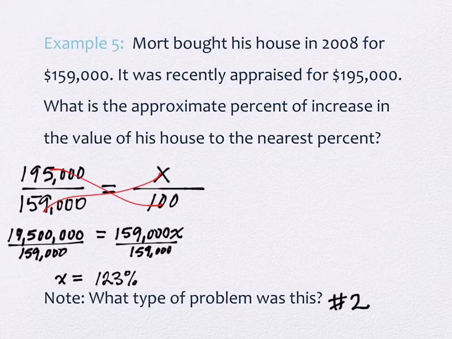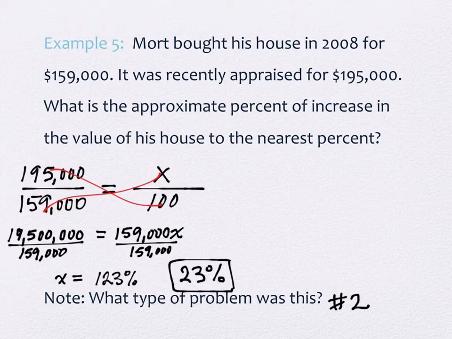Yes. Okay, cool. 123%. Now, I always want to make sure you answer the question that was asked. The question asked, what is the percent of increase in the value of the house? Is the answer 123%? What is it, Kira? It's 23%. The answer is 23%. So let's talk about why, and then I'll show you another way to do the problem that makes it a little bit easier to see the answer at the end.